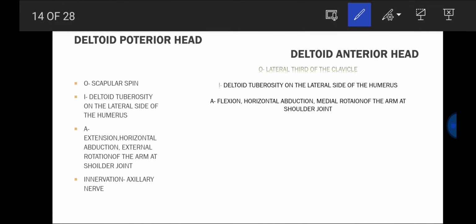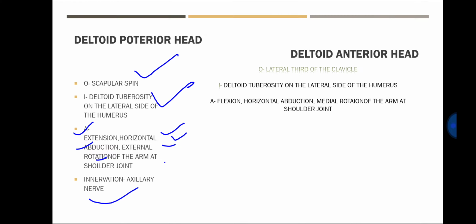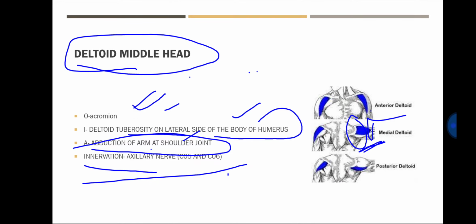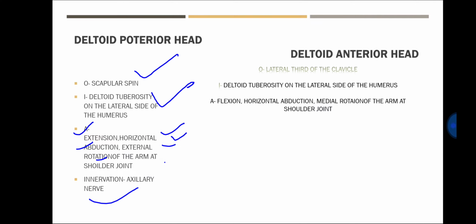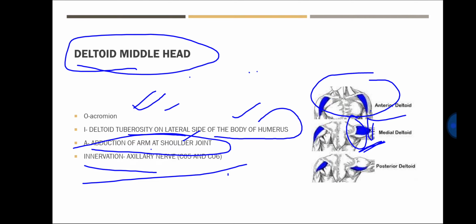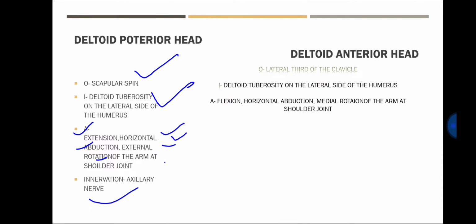Next is the deltoid posterior head. Origin: scapular spine. Insertion: deltoid tuberosity, lateral side of the humerus. Actions: extension, horizontal abduction, external rotation of the arm at the shoulder joint. Innervation is the axillary nerve. This is the posterior deltoid which we defined, and now we proceed to the anterior head.